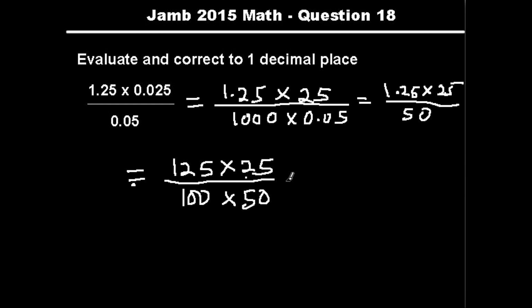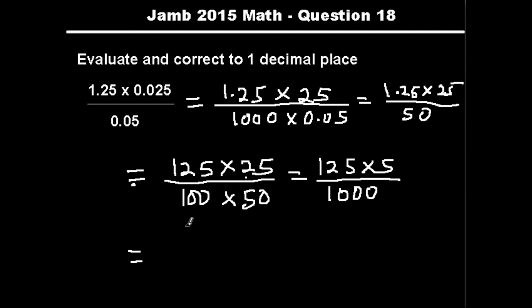Since we're trying to solve this without a calculator, let's try to keep the denominator of this expression as a multiple of 10. And in order to do that, I want to get rid of this 50 and maybe replace it with a 10 or 1 or 100 or something like that. So one way to do that is to divide the top and the bottom by 5. And if we do that, we end up with 125 times 5 over 100 times 10, which is 1000.